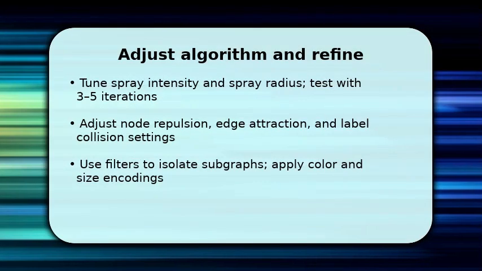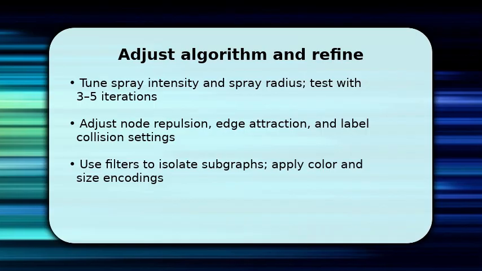Once the layout is visible, refine the core algorithm parameters to shape the graph. Increase spray intensity to disperse dense clusters, or reduce radius to keep related nodes close. Run 3-5 iterations and observe stability.